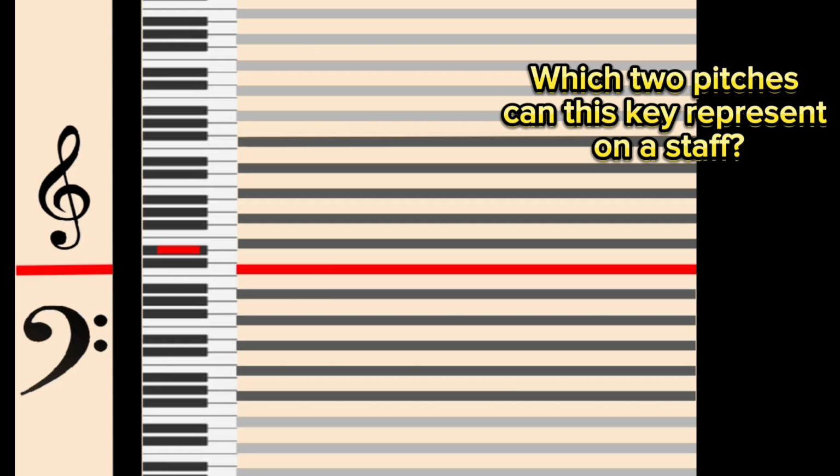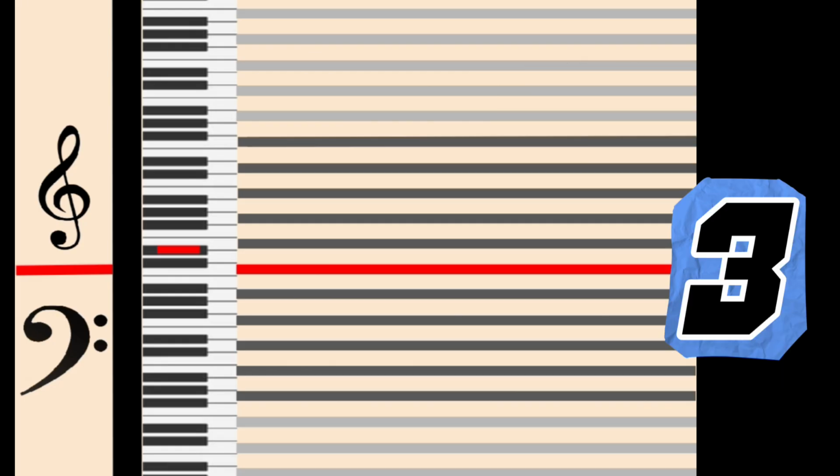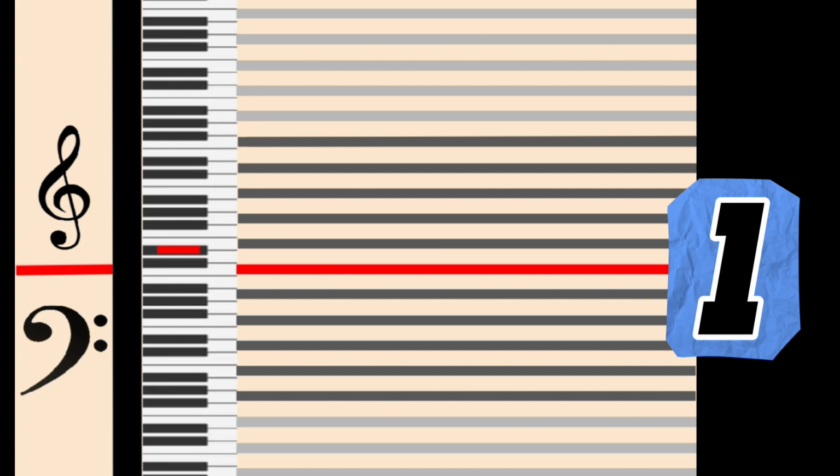Now, let's practice writing the two possible pitches on the staff to the indicated key. Which two pitches can this key represent on the staff? First, identify the nearest two adjacent keys. Second, write the pitches to those keys on the staff. Third, write a sharp to the left of the pitch that goes up a semitone, and a flat to the left of the pitch that goes down a semitone.